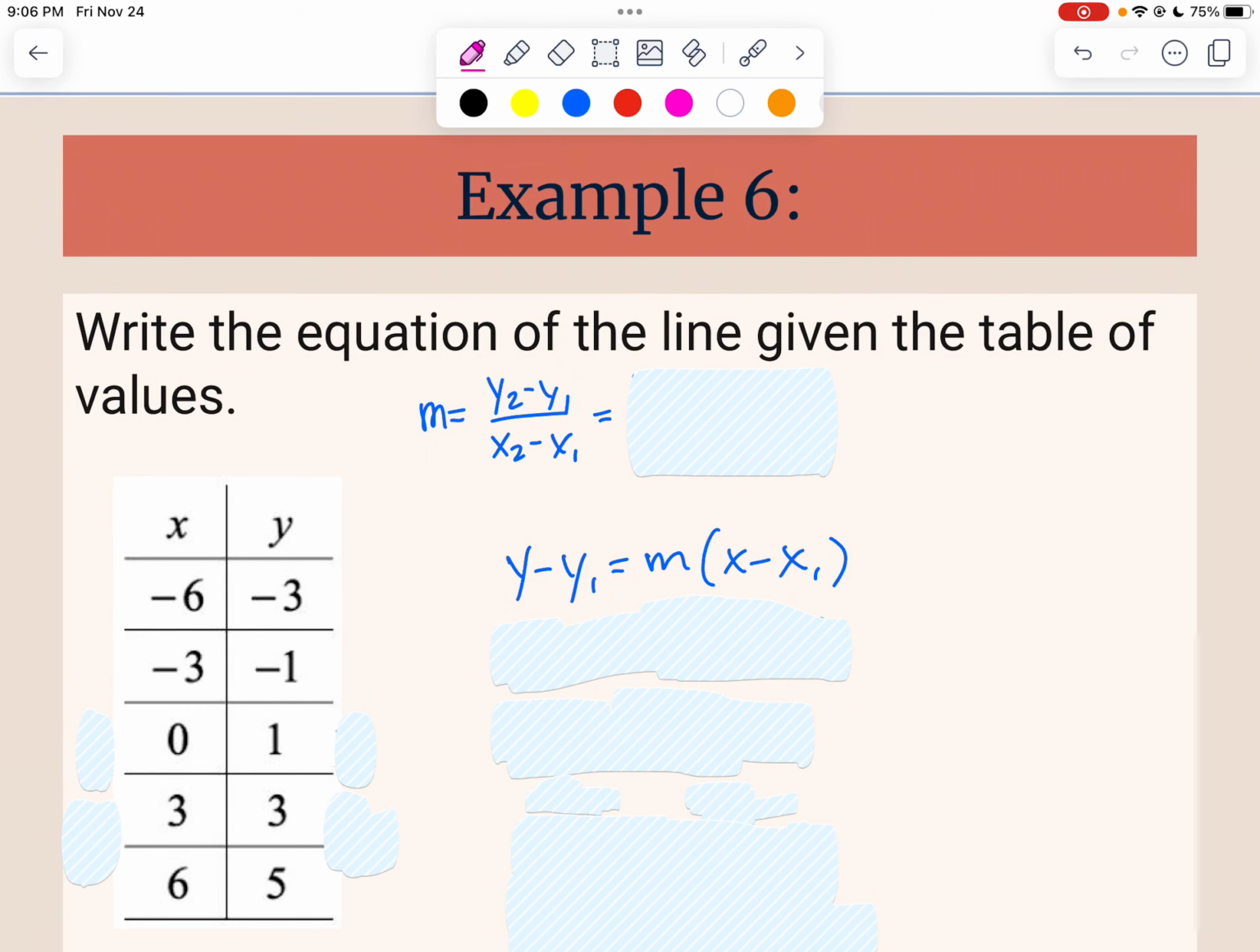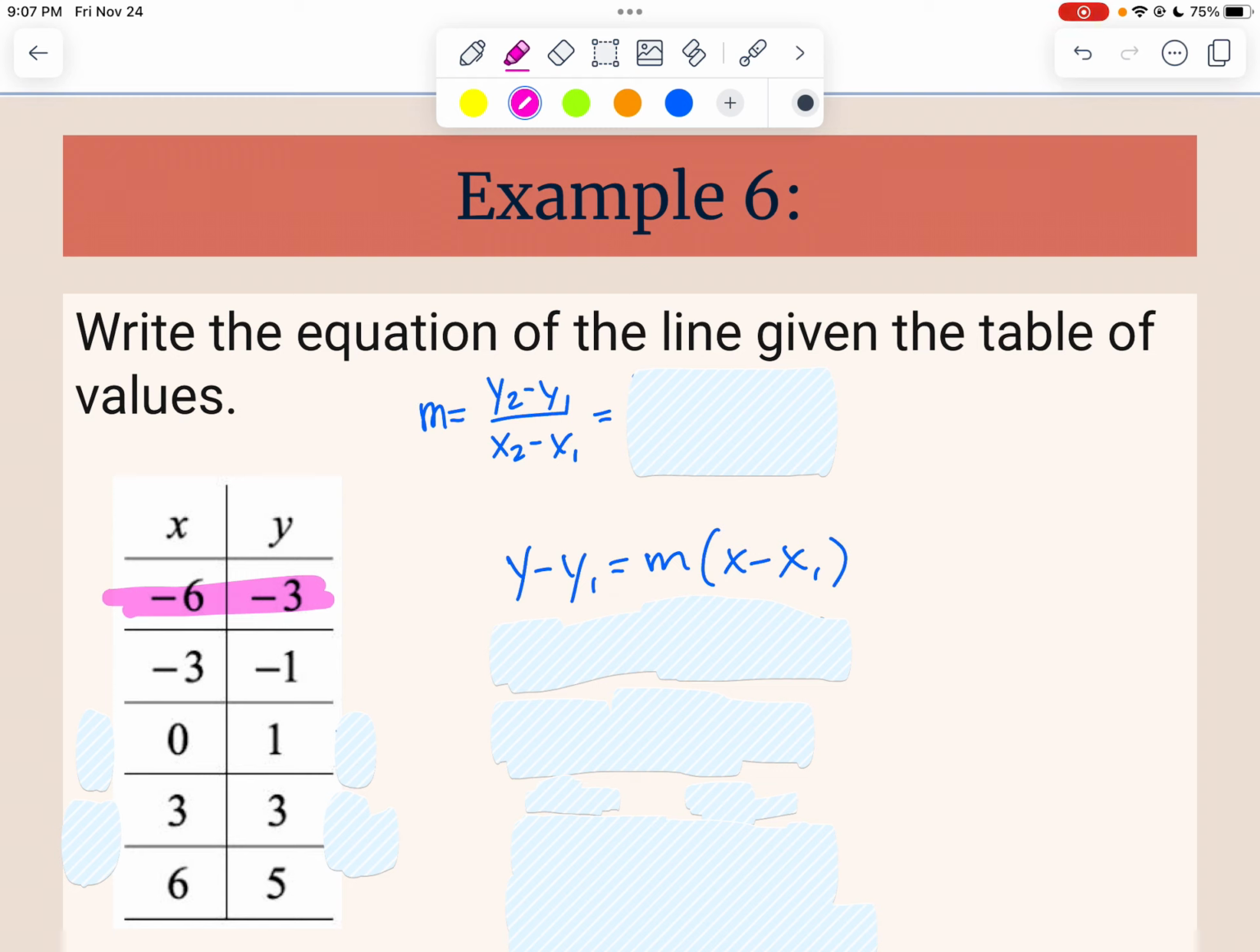Example 5. Now we're given a table. How am I going to find information from a table? Well, I still need to find the slope, and then I'm going to use that information and a point to put it in point-slope form. But where are my points? Well, this table provides ordered pairs.